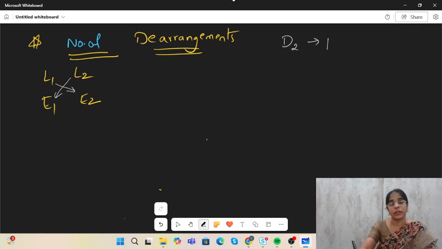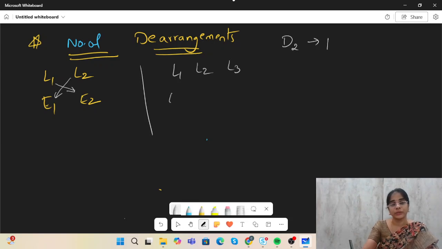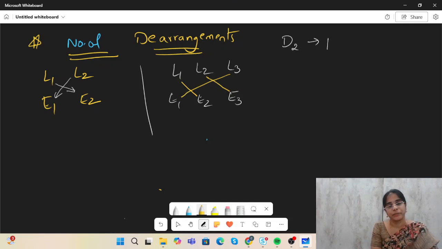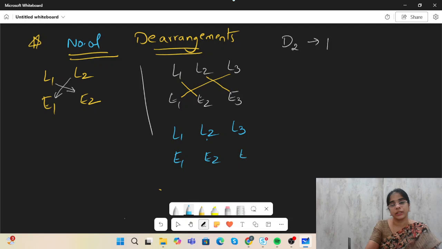Now you will understand better if I give you letter 1, letter 2 and letter 3 with envelope 1, envelope 2 and envelope 3. Now tell me how many de-arrangements are possible. That means, see, suppose maybe L1 to E2, L2 to E3. So obviously L3 with E1. This is one such arrangement, right? Or what else can I have? Think about it. Let me write it separately: L1, L2, L3, E1, E2, E3.